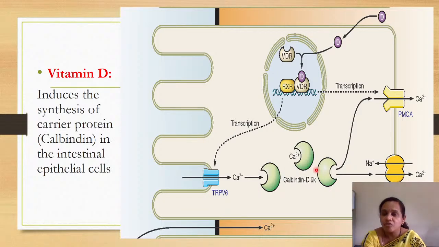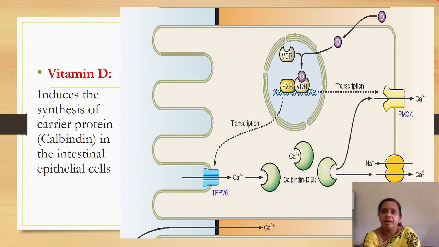Now from the calbindin, the calcium enters into the circulation and into the portal vein. One mechanism is by means of the exchange with sodium and calcium, or it can directly go out through the receptors called PMCA receptors that are particular to the calcium. So this has already been covered in vitamin D.